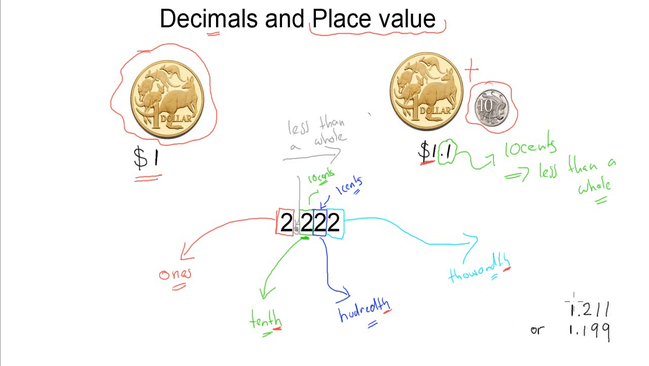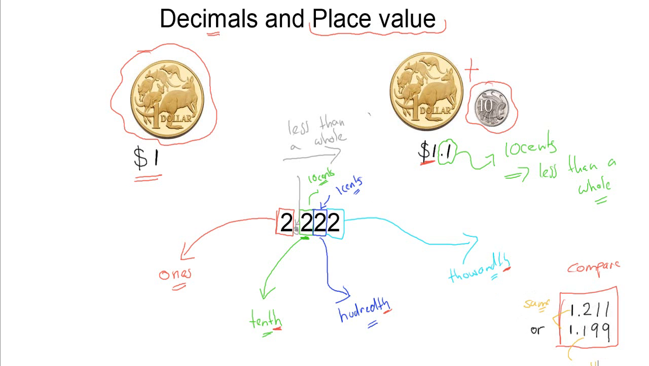So what happens if we have two numbers? We have these two numbers, 1.211 and 1.199. If we had to compare them to figure out which one's bigger, what would we do? First of all, we need to realize that in the ones column, which would be these ones right here, they both have the same amount of ones. So this here is the same. So if the ones are the same, we move on to the next column, which will be the 10th column.